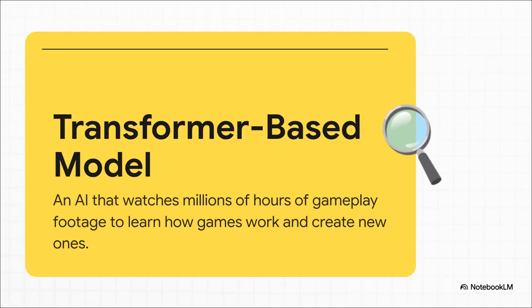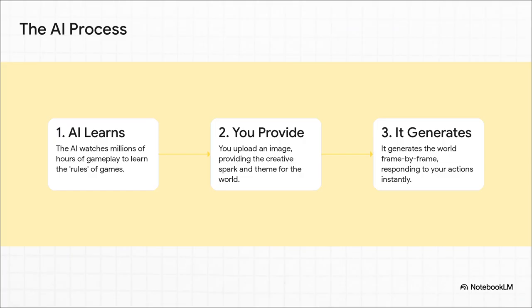Okay, so the technical name is a total mouthful. Transformer-based autoregressive diffusion model. Yeah, I know. But forget the jargon. The core idea is actually pretty intuitive. This AI basically went to video game school. Let's break it down like this. Step 1. The AI basically binge watches millions of hours of video games. It's learning all the unwritten rules. How gravity works, how characters jump, all that stuff.